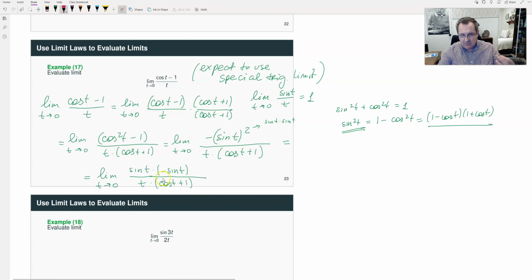Now we can take the limit. We know that these two terms approach 1. This first term approaches 0, that negative sine t in the numerator, and cosine approaches 1. So when we take the limit, when we send t to 0, we'll have 1 multiplied by, in the numerator we'll have 0, in the denominator we'll have 1 plus 1. When we combine all of the numbers, we'll have 0.